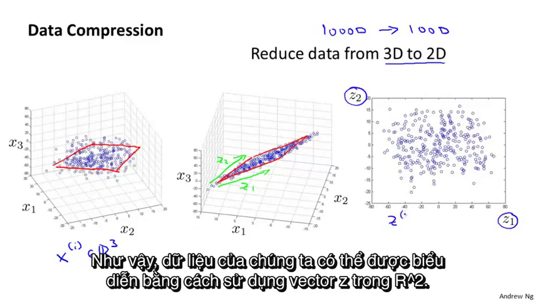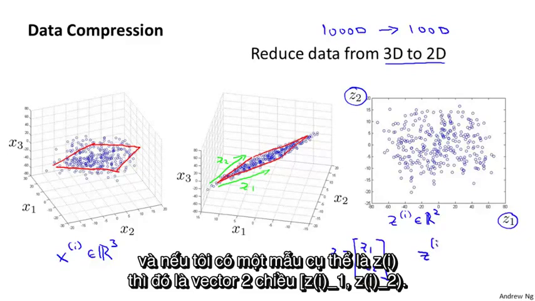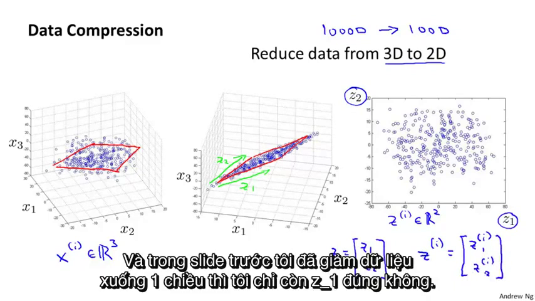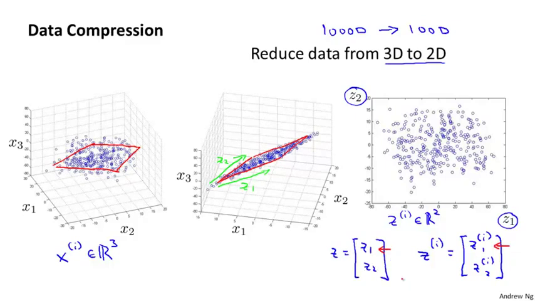So our data can be represented using vectors z, which are in R2. And these subscripts, z subscript 1, z subscript 2, what I just mean by that is that my vectors z are 2-dimensional vectors, z1, z2. And so if I have some particular example, z^(i), well, that's a 2-dimensional vector, z^(i)_1, z^(i)_2. And on the previous slide, when I was reducing data to 1-dimensional data, then I had only z1, right? That's what the z1 subscript on the previous slide was. But here I have 2-dimensional data, so I have z1 and z2 as the two components of the data.